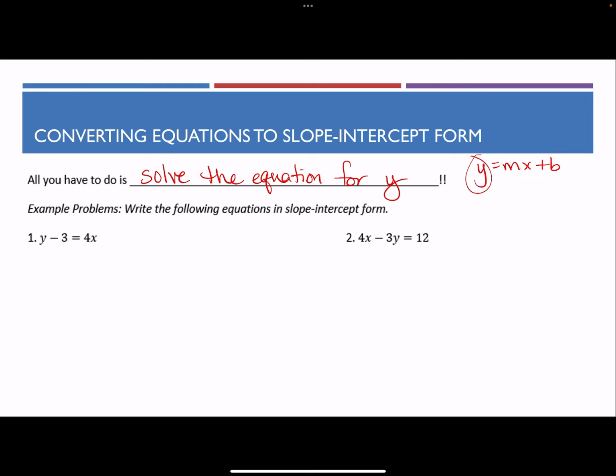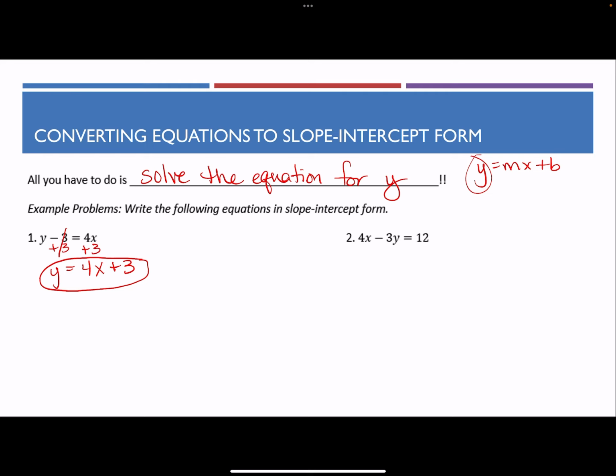So number 1, how do we get y by itself? We want to add the 3 to both sides to get y by itself. So we have y is equal to, now over here, 4x and 3, they're not like terms. They can't be combined. And so I'm going to write y is equal to 4x plus 3. Now from here, if I wanted to, I could identify the slope. The slope is 4. It didn't ask me to, so I won't write it down, but the slope is 4. m equals 4, and the y-intercept is the point (0, 3).